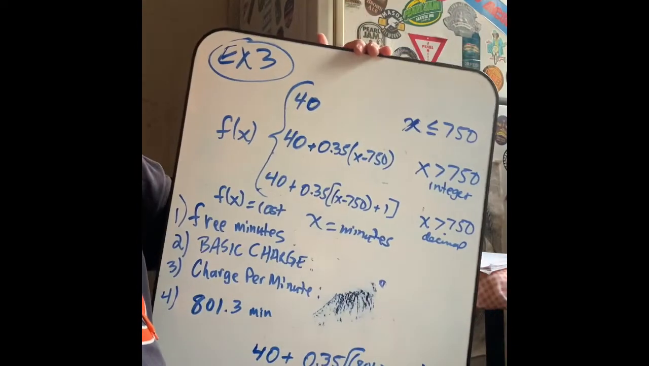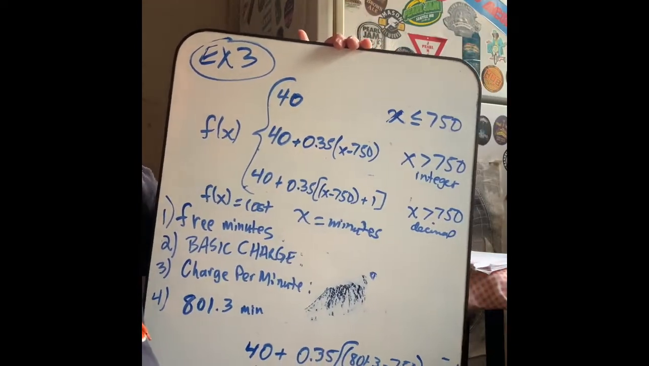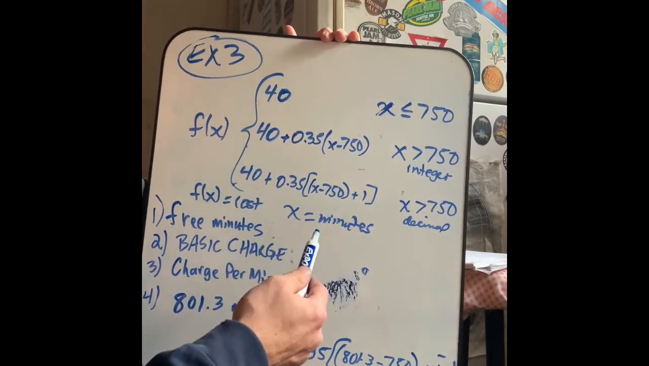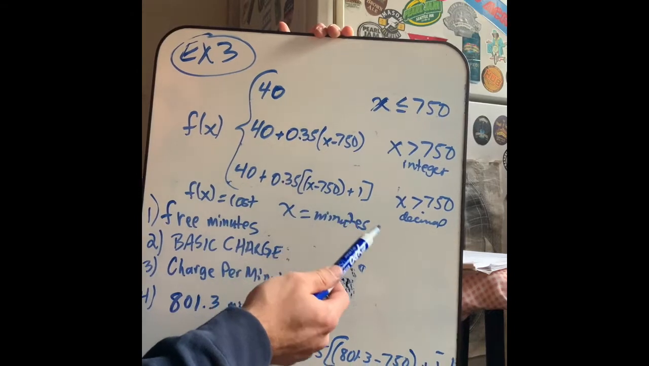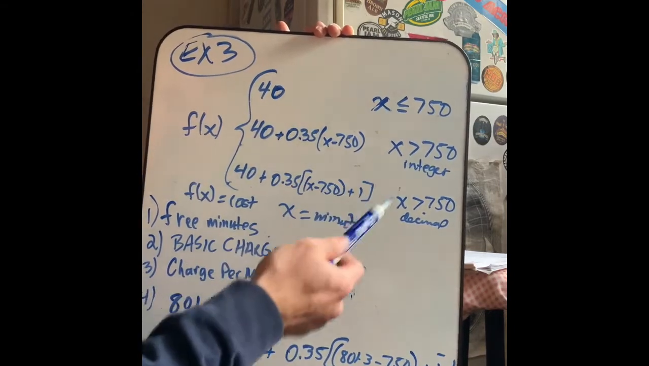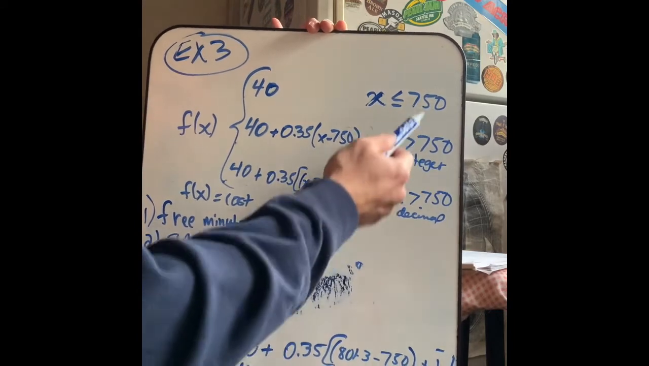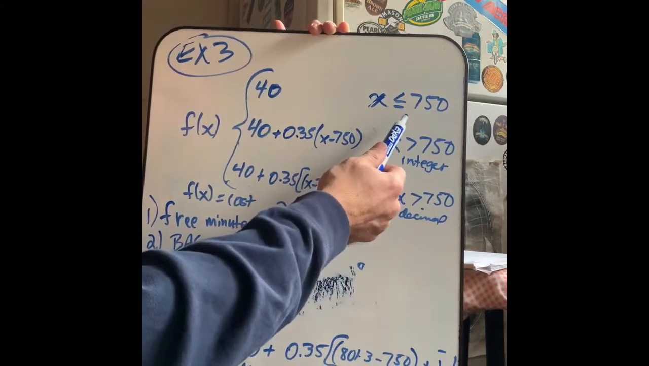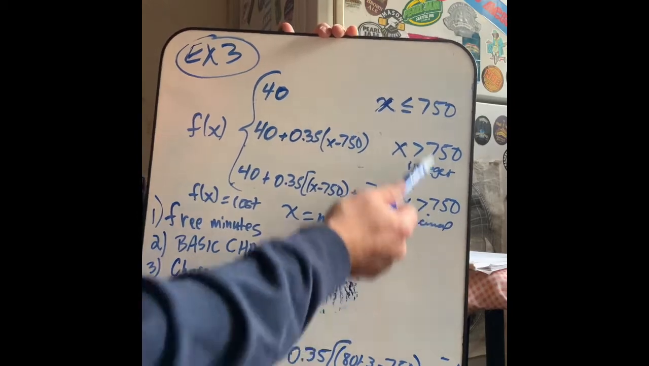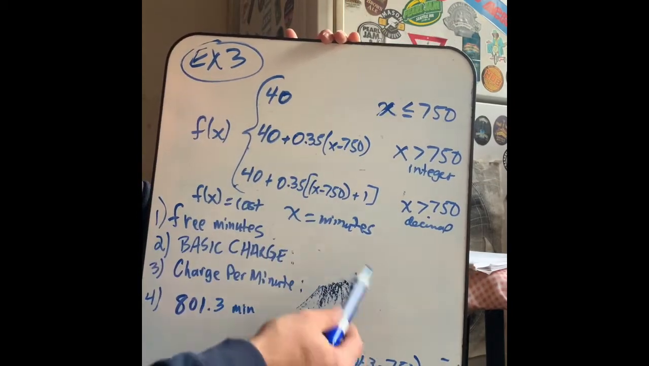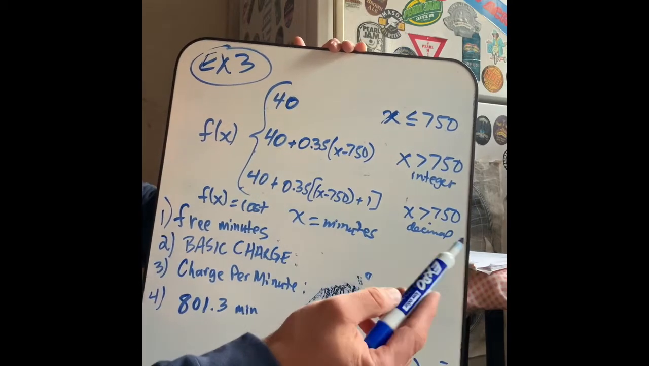Section 11-2, example 3. So they're talking about the piecewise function. We've seen these before earlier in the year. They didn't tell us much in this example other than x represents minutes and f of x is the cost. So depending on the x minutes, less than or equal to 750, greater than 750, this 750 number has something to do with where we would plug in things. And since they didn't tell us, they have some questions.